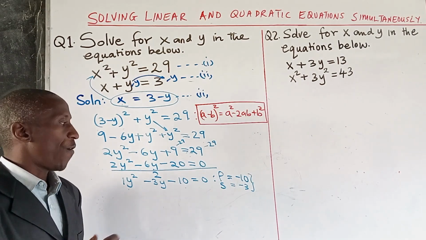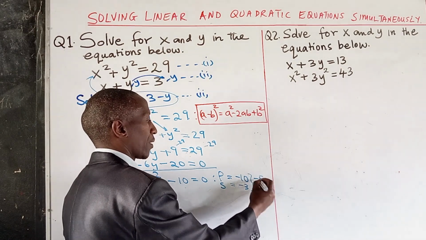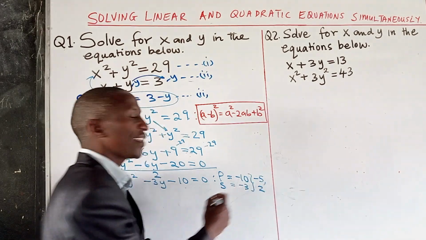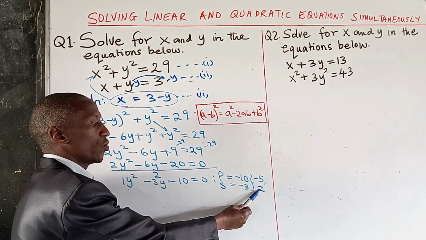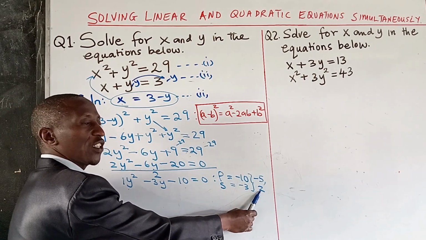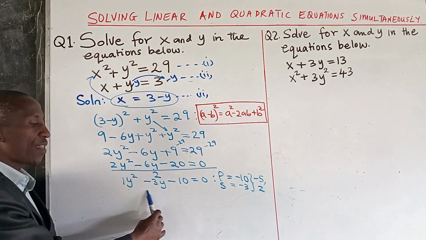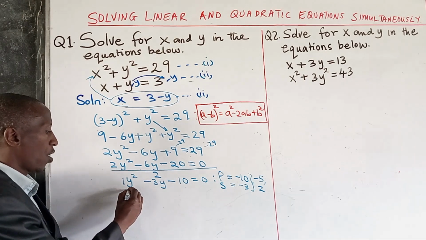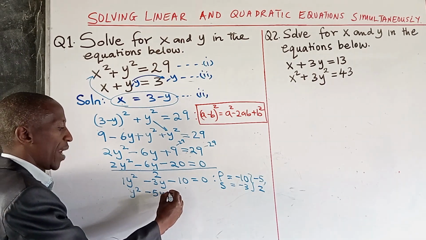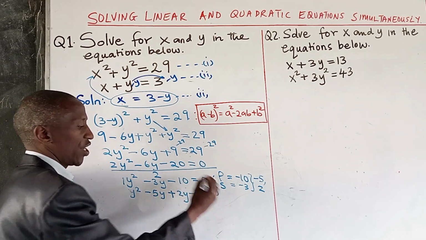So viewers, we move on, and I expect that you have negative 5 and positive 2. Let us see. Negative 5 times positive 2 gives us negative 10. Negative 5 added to positive 2 gives us negative 3. So it is these two numbers we are going to substitute here on the middle term. And that gives us y squared minus 5y plus 2y minus 10 is equal to 0.